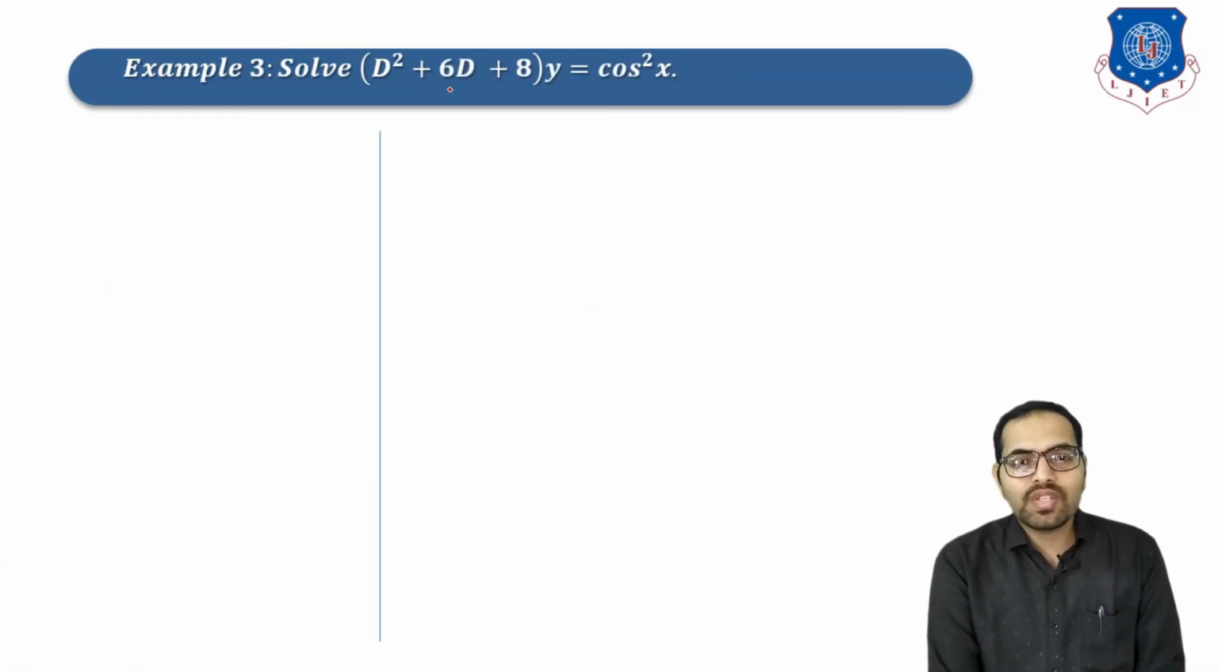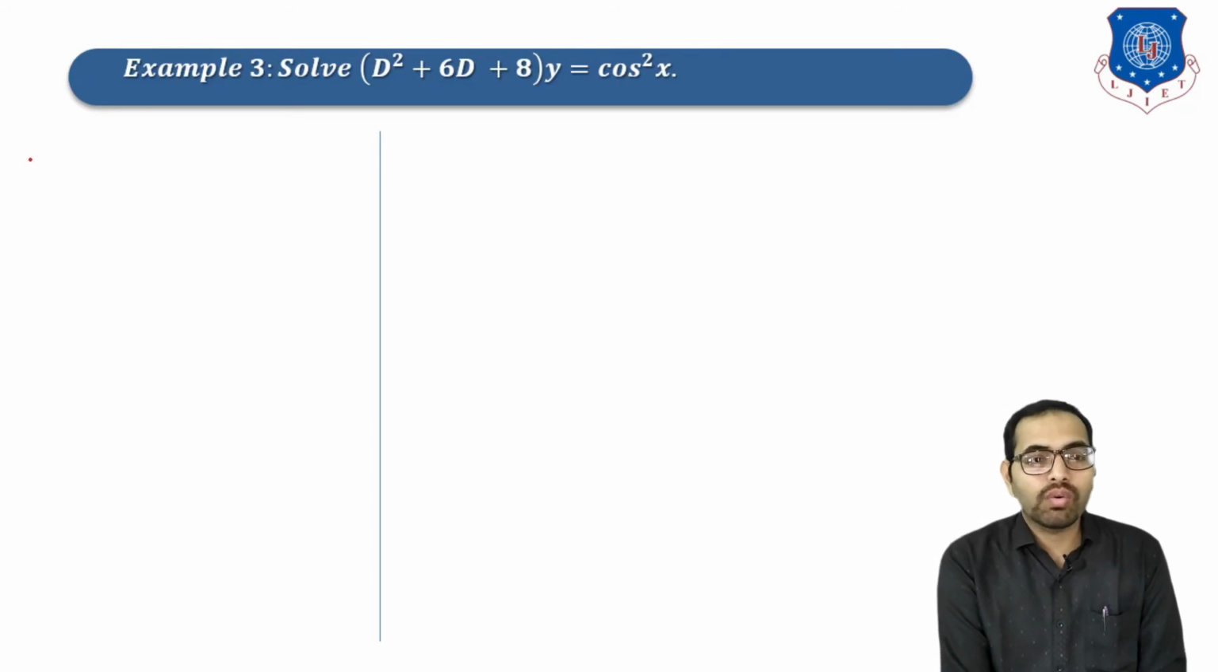Let's move on. One more example. Solve (D² + 6D + 8)y = cos² x. See here our Q(x) = cos² x. Then we cannot go for it directly. We need some simplification. For that what we have to do?